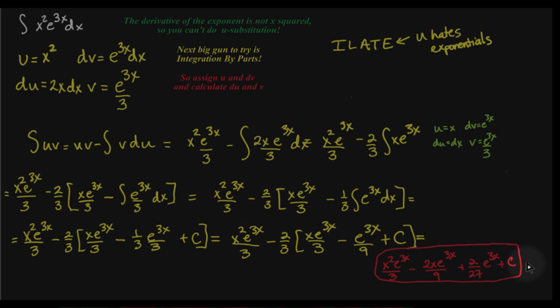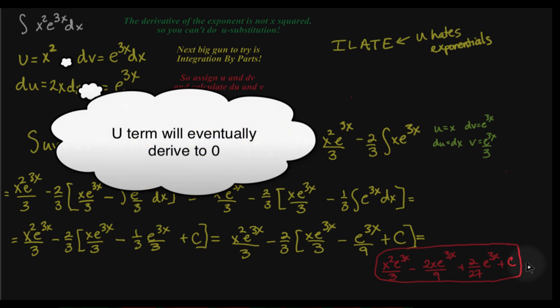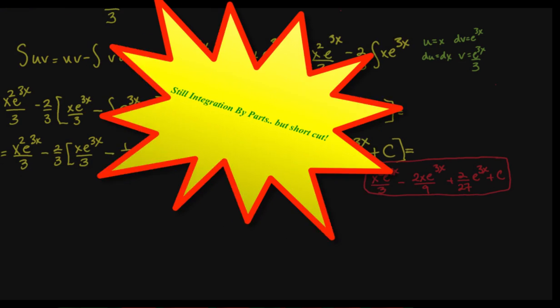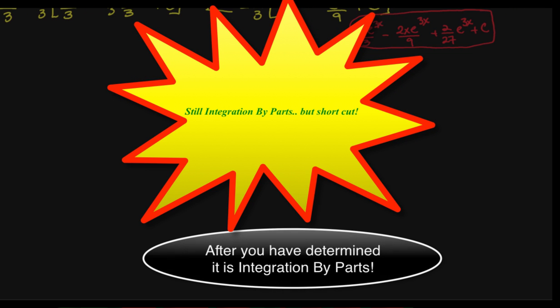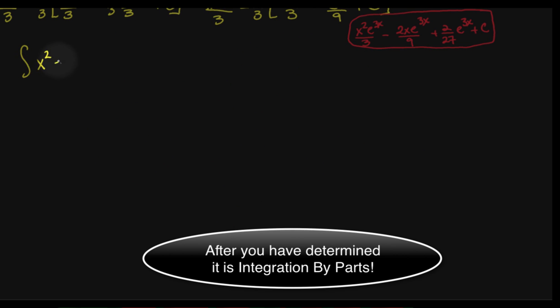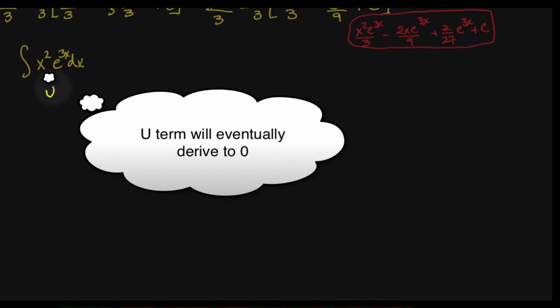Now, if you notice that the derivative of your u term will eventually go to 0, you can do what's called the tabular method. It's a lot easier and a lot quicker. I'm just going to do this really fast, and you can practice this on your own if you want. With the tabular method, we're looking at the problem of x squared e to the 3x dx. We notice that your u term was x squared, and eventually that will differentiate to 0.